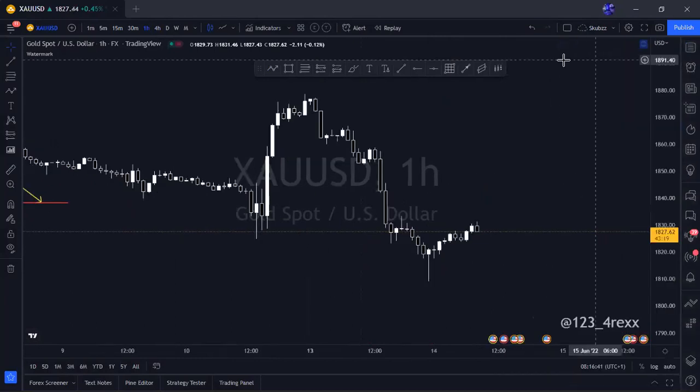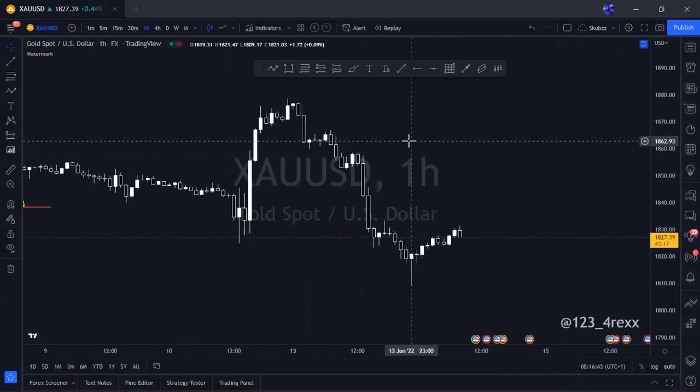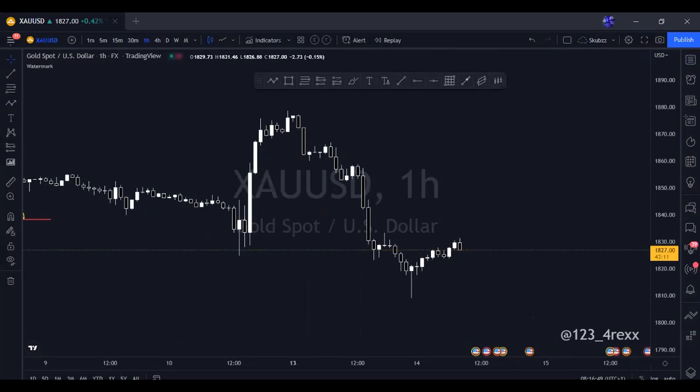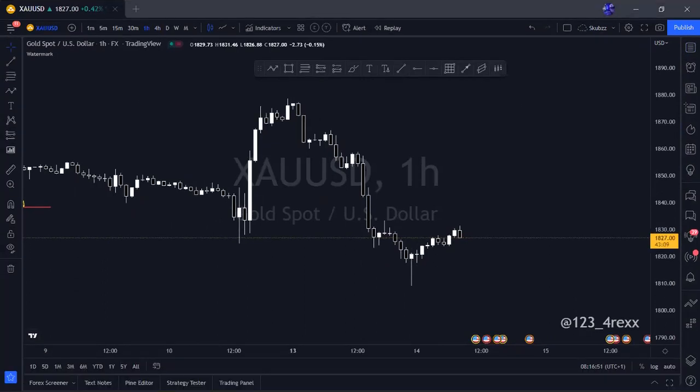Is there another pair you guys want me to take a look at? Any questions at all? Any other pairs you guys want me to take a look at, or any question? See, someone dropped something in the comment section. What's that? USD CHF. Okay, let's take a look at USD CHF.